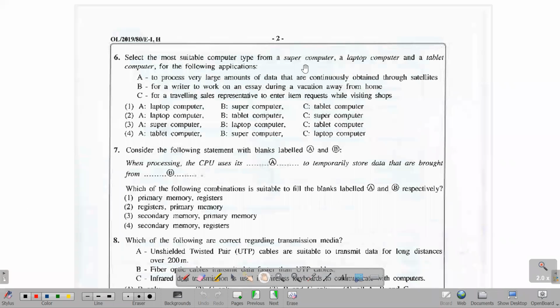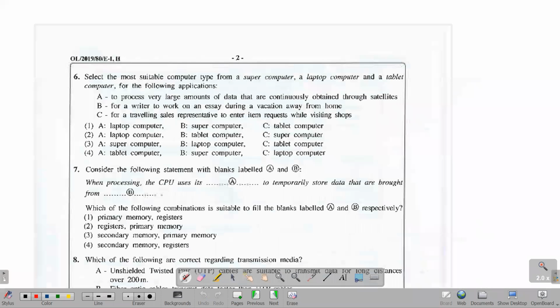Okay, right, moving to the sixth. Select the most suitable computer type from the supercomputer, a laptop computer, and tablet computer for the following applications. To process very large amount of data that are continuously obtained through satellites. Definitely, it's going to be a supercomputer. So the A should be the super one.